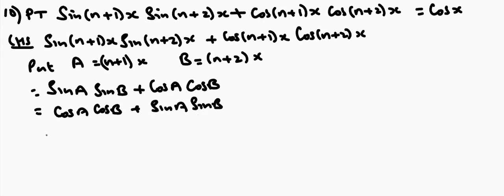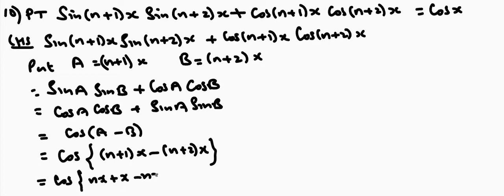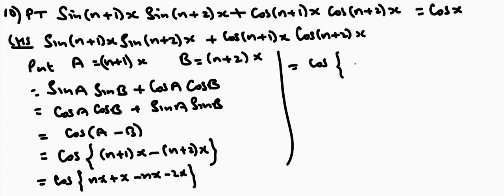Cos A cos B plus sin A sin B is equal to cos(A − B), which is equal to cos of (n + 1)x minus (n + 2)x. That is equal to cos of nx + x − nx − 2x. We get cos of nx will get cancelled, x − 2x is −x. Cos(−x) we can write cos x.